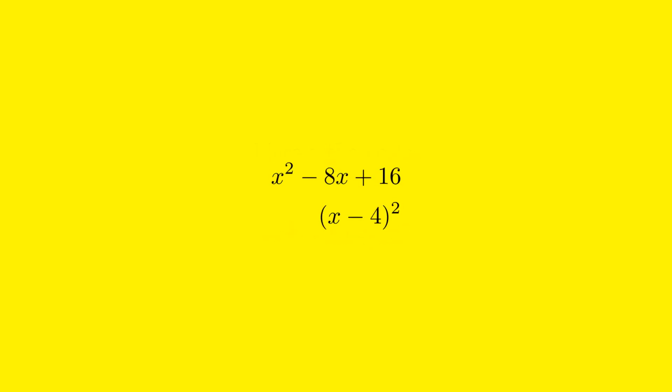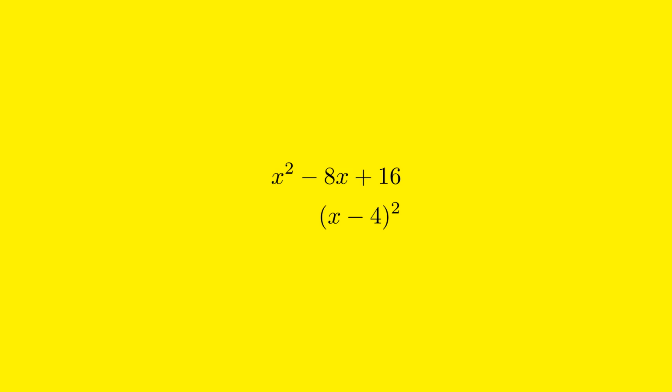In step 1, we start by examining the quadratic expression x squared minus 8x plus 16. Notice that the expression is a classic quadratic form with coefficients of a equals 1, b equals minus 8, and c equals 16. The next consideration is to simplify or rewrite the quadratic expression in a more revealing form.